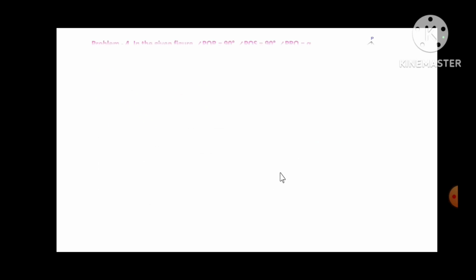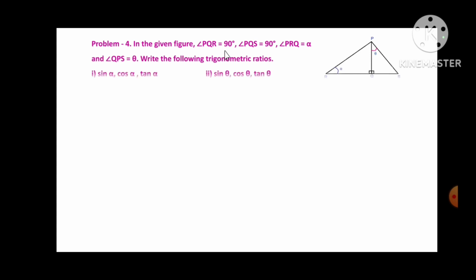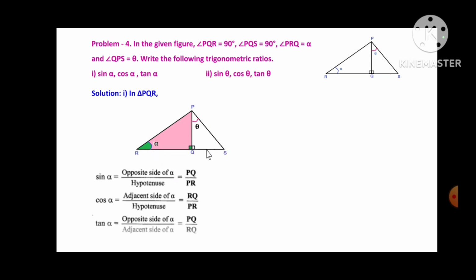Next, problem number 4. In the given figure, angle PQR is 90 here. Angle PQS is 90. This PQ, yes, this is 90. PRQ, this is also 90. PRQ is alpha, and that of QPS is theta. Write the ratios: sin alpha, cos alpha, tan alpha, sin theta, cos theta, and tan theta. Friends, here we will get that this is a triangle given PQR.